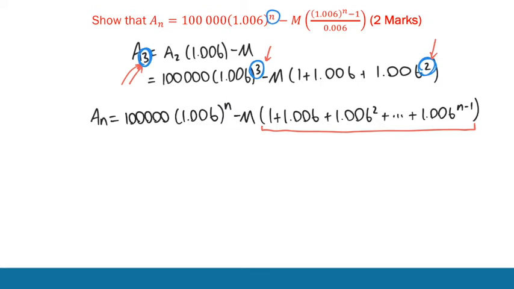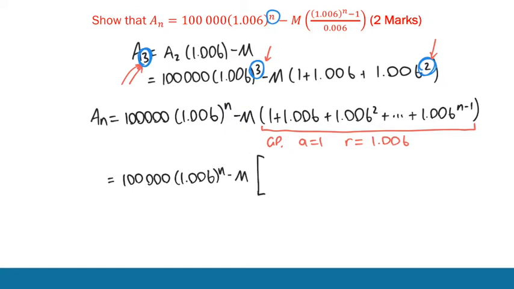Now what we notice is that this is a geometric progression. Its first term is 1, and its common ratio is 1.006. We can use that information to pop that series, and instead of writing it as a series, just write it as the sum of a series using the sum formula. So, recall from your reference sheet, the formula is A, which in our case is 1, r to the n minus 1, so 1.006 to the n.